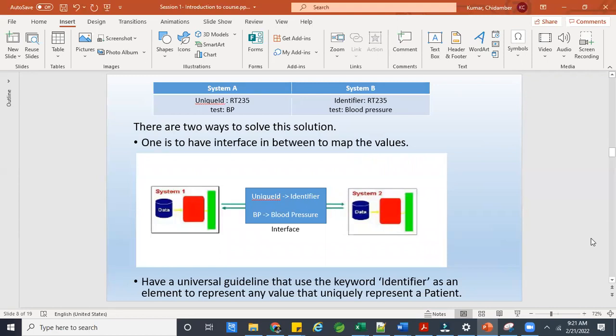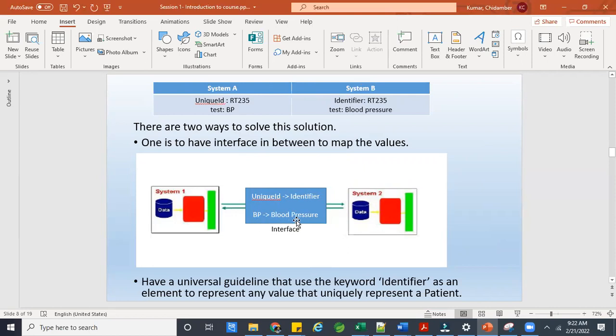There are two ways to solve this problem. One is to have an interface in between. For example, this particular interface will map these values. For example, system A wants to communicate to system 2, and if data is flowing, it will flow to and fro through this interface, where it says that unique ID is equivalent to identifier for system 2, and vice versa. Same goes for another example that I've taken, test. System A understands BP as blood pressure, while system B understands the whole spelling, BLOOD PRESSURE, as blood pressure. Then again, how will the system know that BP is equivalent to blood pressure in system B? So this is what this interface will do.